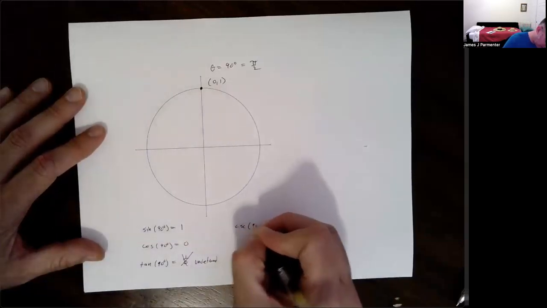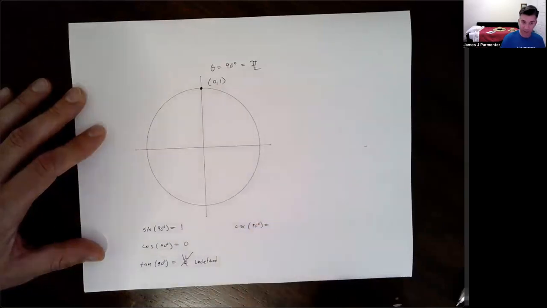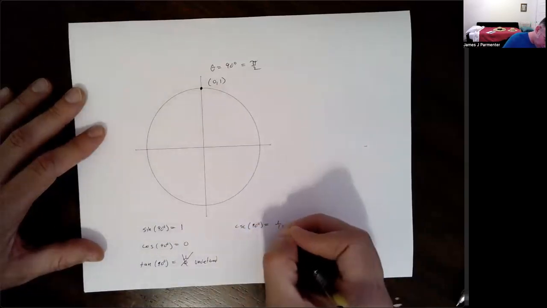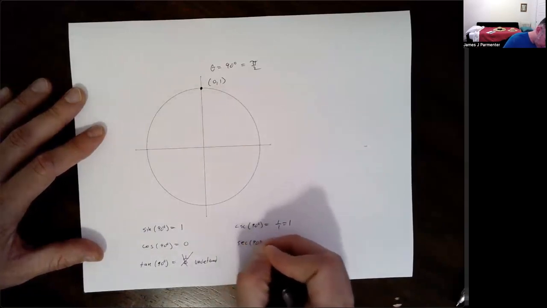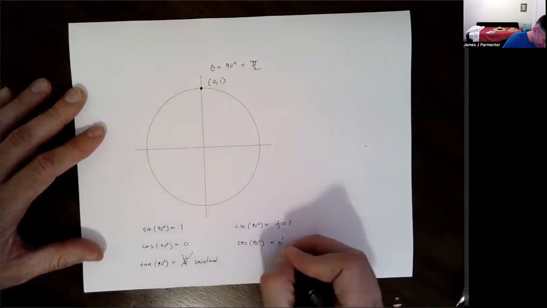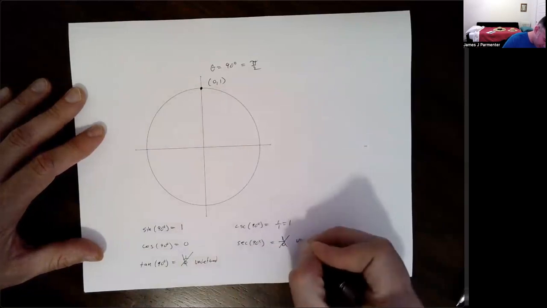Cosecant of 90 degrees is the reciprocal of sine of 90 degrees, which is 1 over 1, which is 1. Secant of 90 degrees is the reciprocal of cosine, which is 1 divided by 0. That's also undefined.